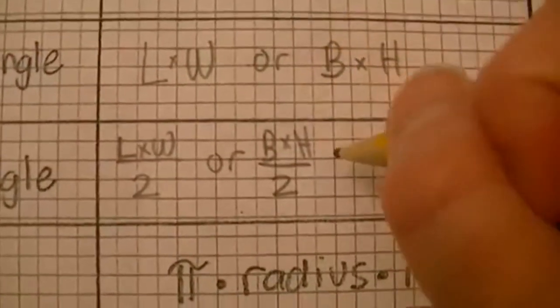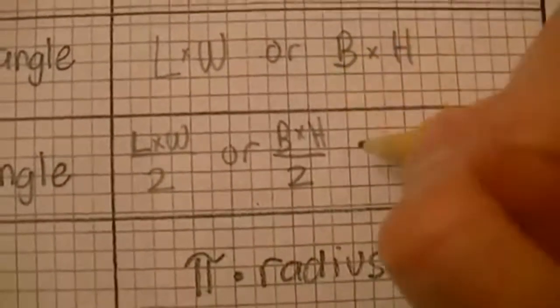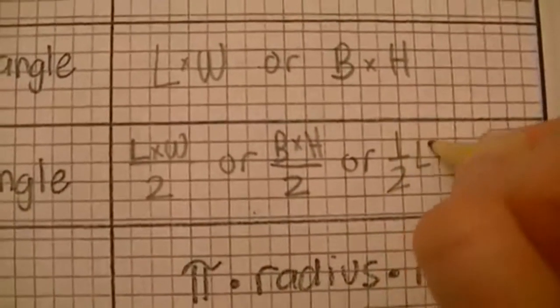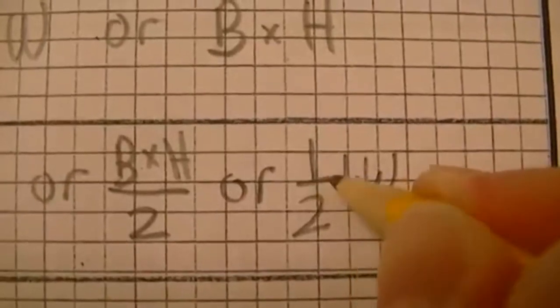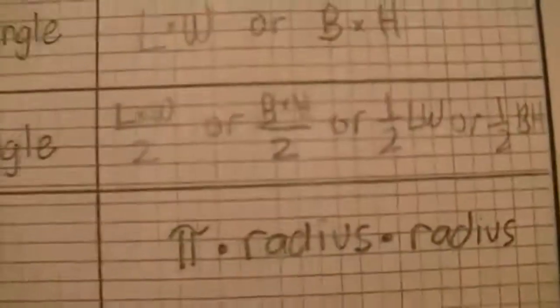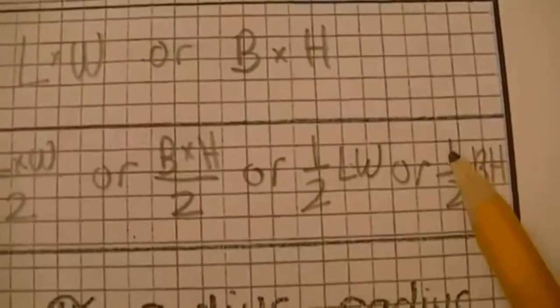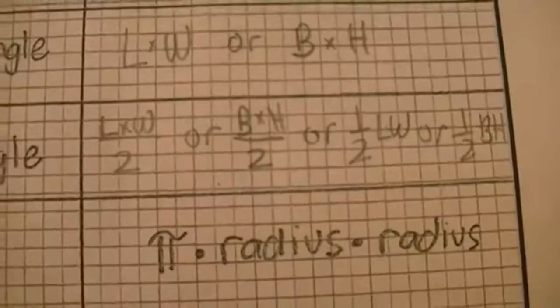Or there are other ways to write this, because dividing by 2 is the same as multiplying by 1/2. So you could also write it as 1/2 times the length times the width. I'm not going to put the multiply sign in between. All this means multiply: 1/2 times length times width. Or you could also write it as 1/2 base times height. I think if you were to Google what's the area of a triangle, they would probably write it like this, 1/2 base times height. But all these are equal to each other.